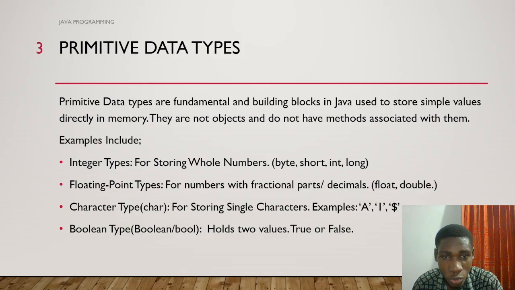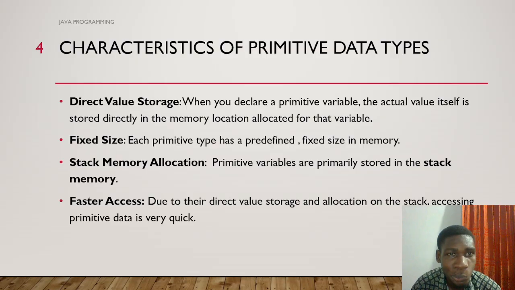They are used to store numbers with fractional parts or decimals. Examples are float and double, and the character type, that's char. It is used for storing single characters, for example capital A, I, and the dollar sign. And the boolean type holds two values, true or false. So let's go through their characteristics.